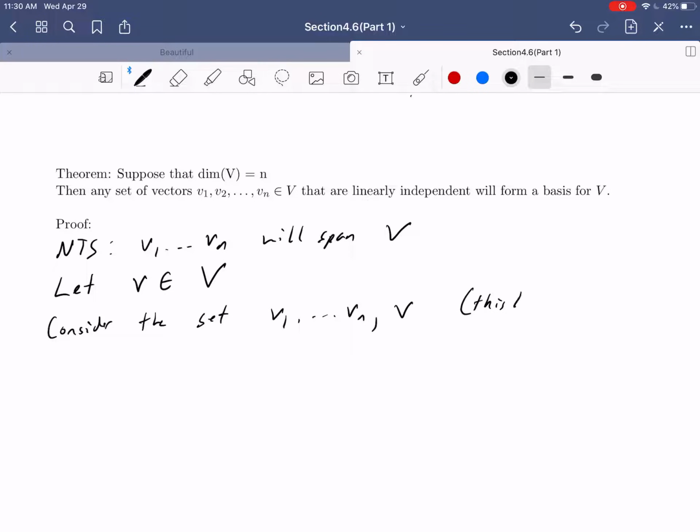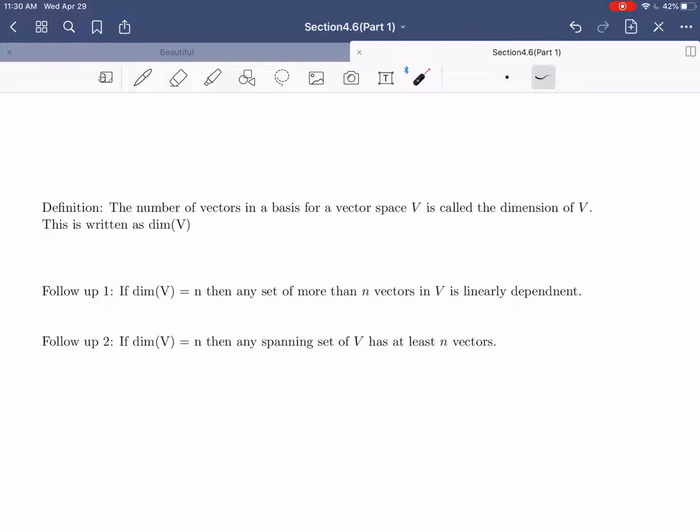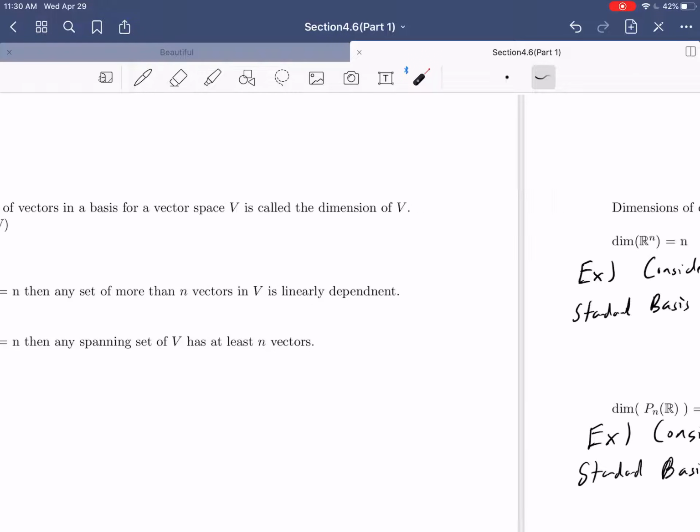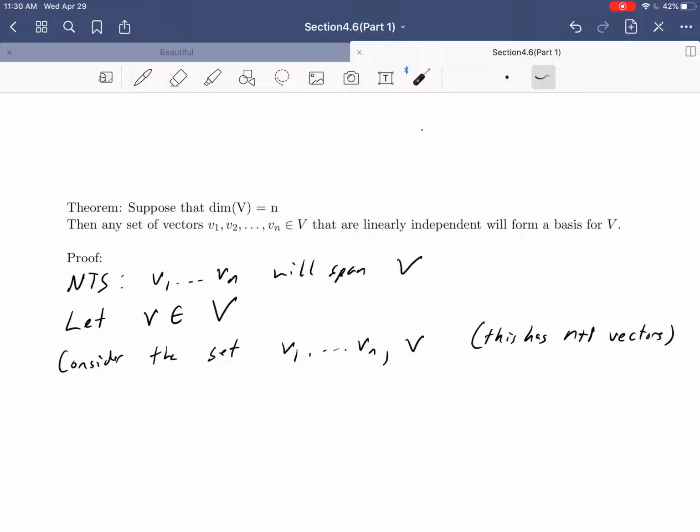This has n plus 1 vectors. Now, we're supposing that the dimension of V is n. So by what we just showed, follow up 1, if the dimension of V is equal to n, then any set of more than n vectors is linearly dependent. Well, this is a set of more than n vectors, so this guy is linearly dependent. So V1 through Vn, comma V are linearly dependent.